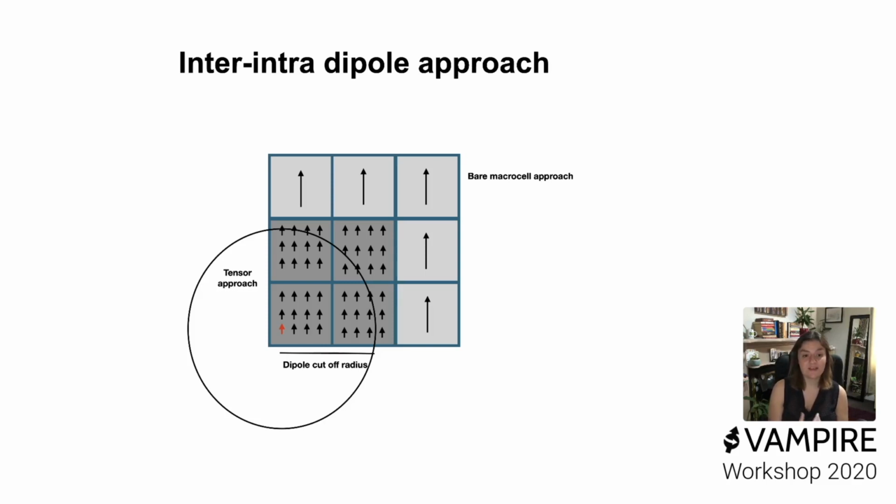This is way more accurate because, if you remember, the dipole fields still die off with 1/r cubed. So the atoms that are near the atom you're calculating are way more important than the atoms that are far away. But the atoms that are far away are still important because the dipole fields haven't completely died off, though they are a lot less important than the atoms nearby. So you calculate the atoms nearby atomistically and the atoms that are further away using the bare macrocell approach.